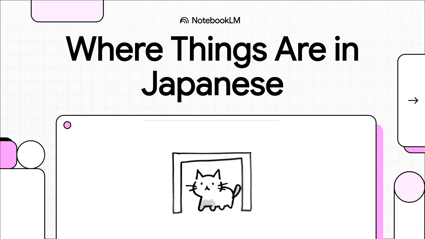All right, if you're learning Japanese, you've definitely run into this problem. You know the nouns, you know the words for things, but how do you actually say where something is? Well, today we're going to build that exact sentence, piece by piece.